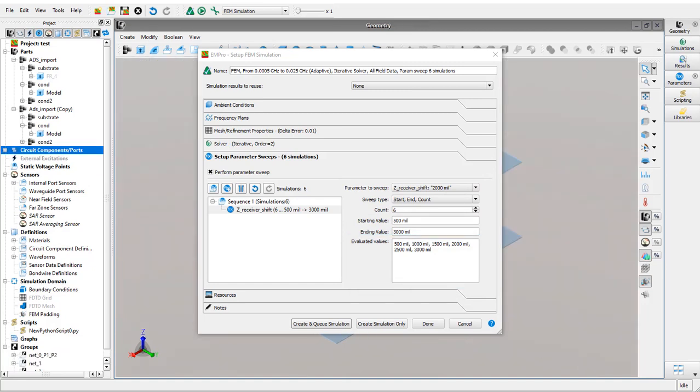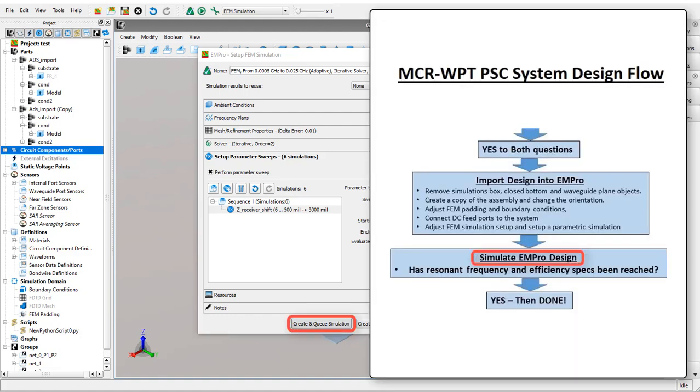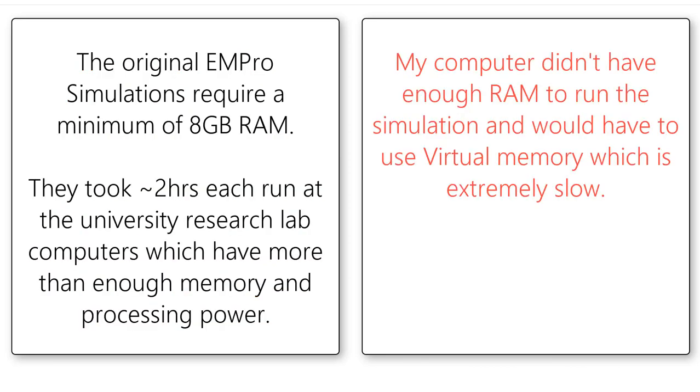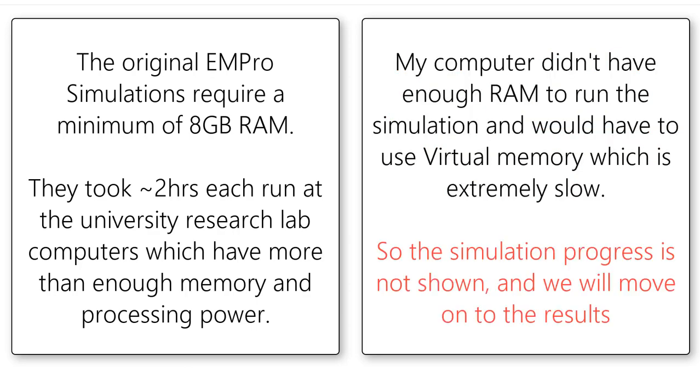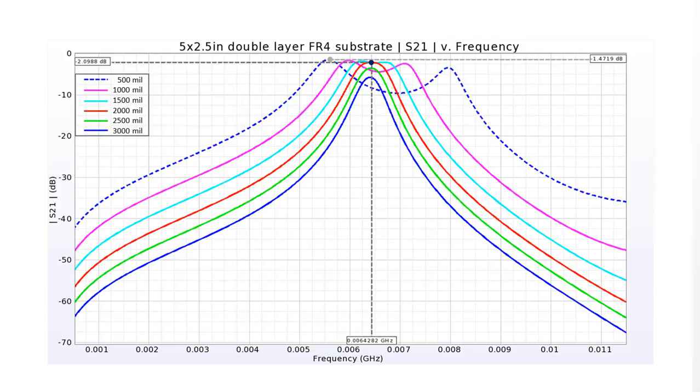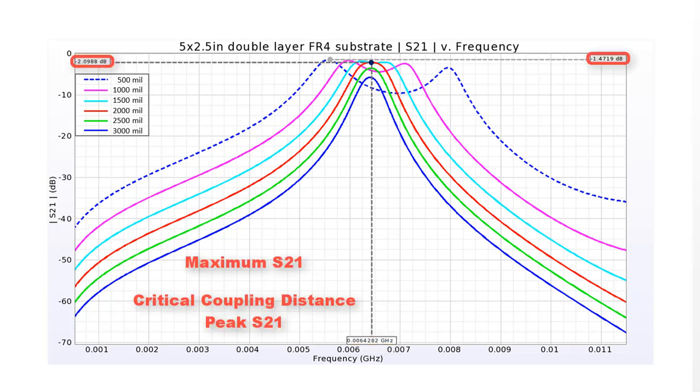With the design assembly and simulation setup complete, we run the simulation. From the results, we see that the resulting SRF is approximately 6.43 MHz. The maximum S21 and the peak S21 at the critical coupling distance are approximately -1.47 dB and -2.10 dB.